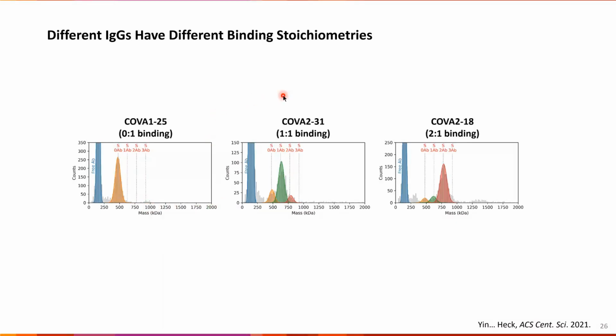In contrast, with some of these other antibodies, for example, CoVA-231, we actually saw a binding that corresponded to one antibody binding. And we can distinguish all these bindings by their different mass shifts in the mass histograms. In other antibodies, for example, with this CoVA-218, we actually saw that there were 2 copies of the antibody that bound the spike. So this test was actually quite surprising. We didn't expect there to be such differences between different antibodies.